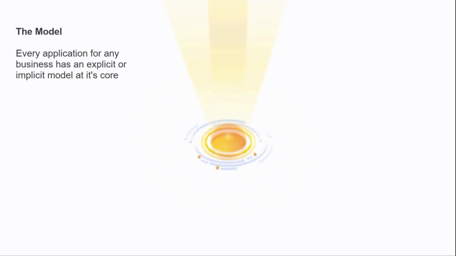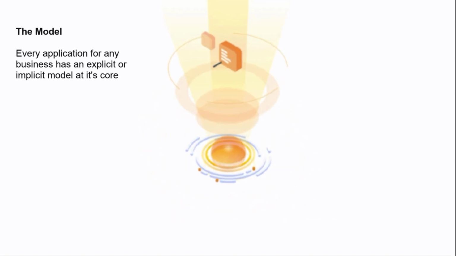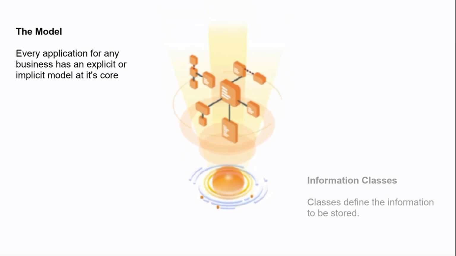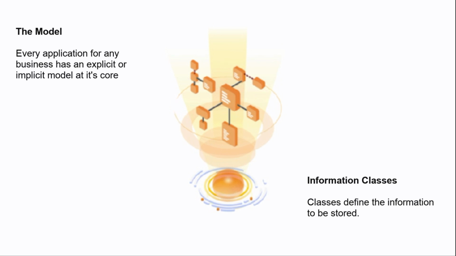The model. Every application has at its core the information pieces that make up your business. These pieces are called information classes. They hold the information you need to run your business.